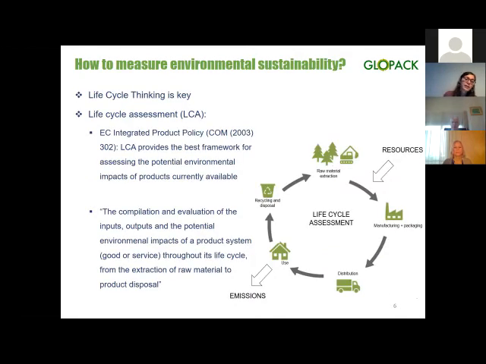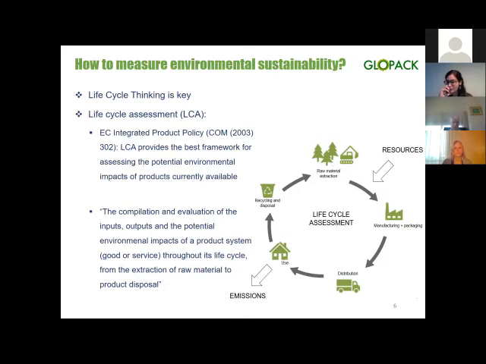It became clear that life cycle thinking is key in this concept, as already mentioned in the previous presentation. And the tool we are using is LCA, as today it is still considered the best framework for assessing the potential environmental impact currently available by the European Commission.